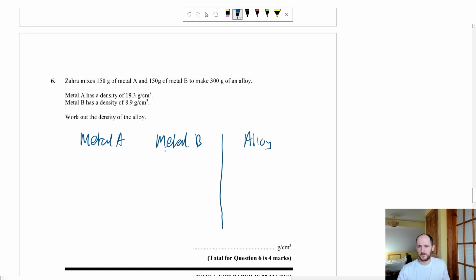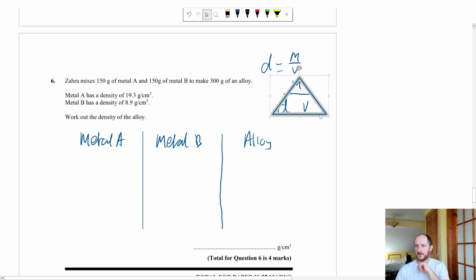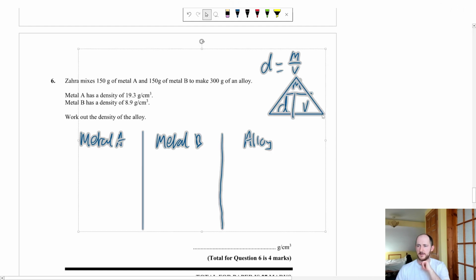I'll draw this. And what you need to do is you need to think about what density is. Density is equal to mass divided by volume. If you like the formula triangle, I'm going to draw it down here. Density, mass, and volume. That would be your formula triangle for this.